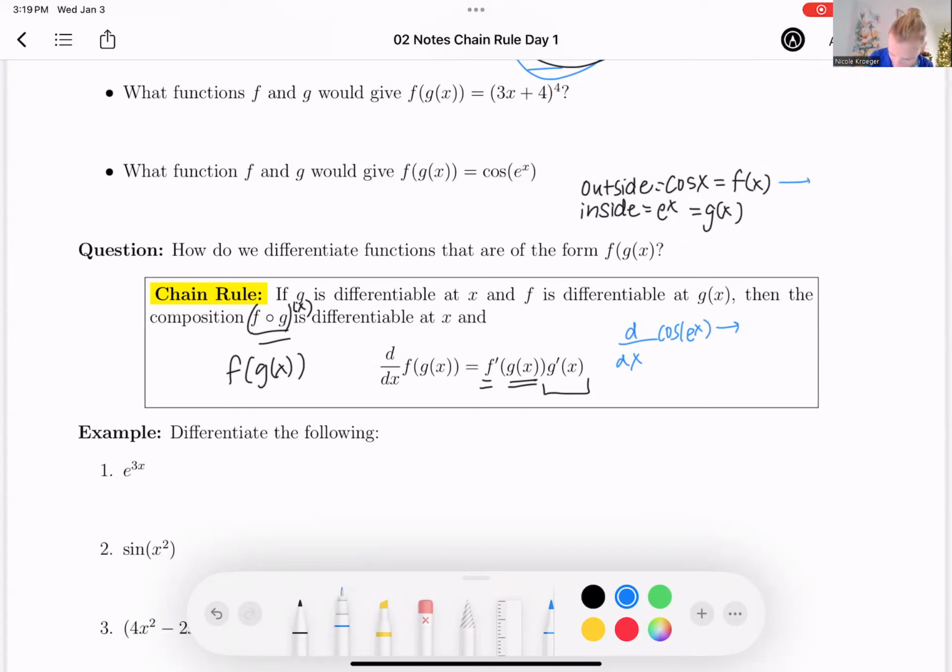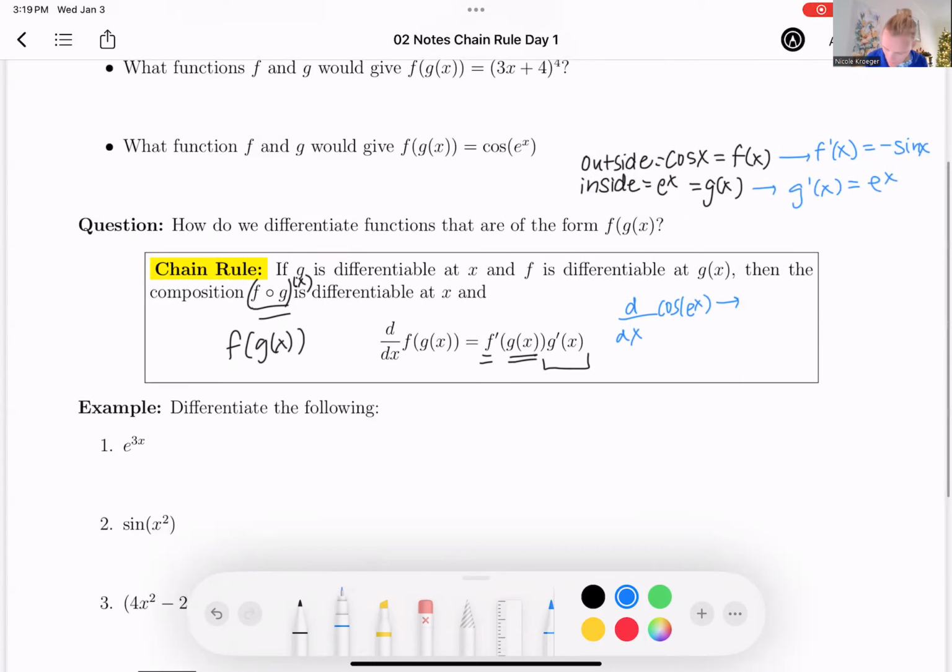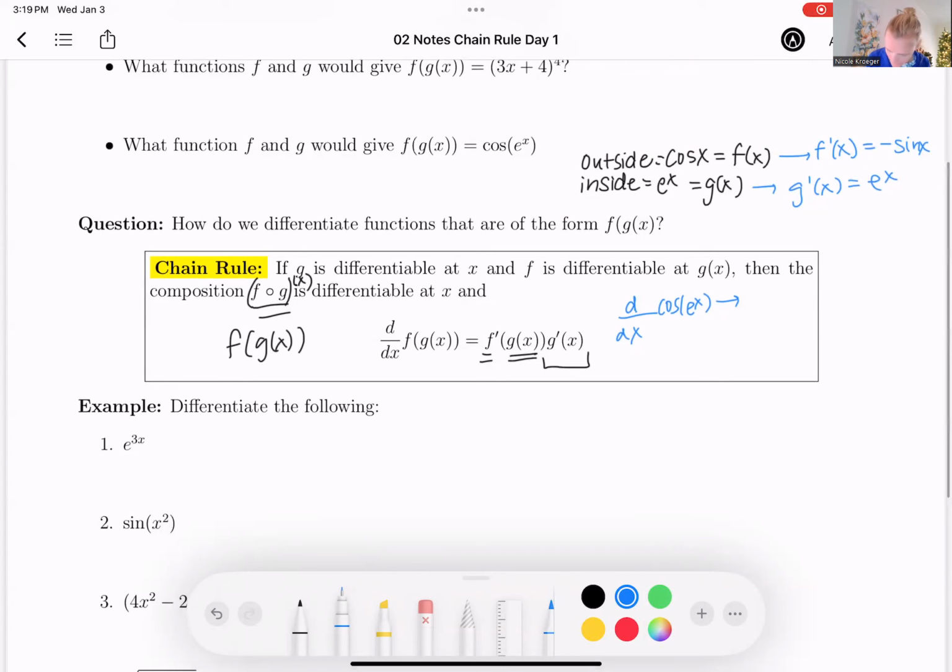Now we have to take the derivatives of both of these. So the derivative of my outside function is negative sine of x. The derivative of my inside function is still just e to the x. Okay, and so now the chain rule tells me I look at f prime of g of x times g prime of x. Okay. The g prime of x piece is easy. That's just the e to the x. That's just the derivative of the inside function all by itself.